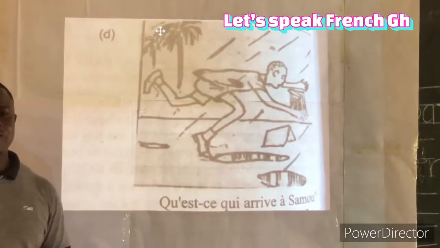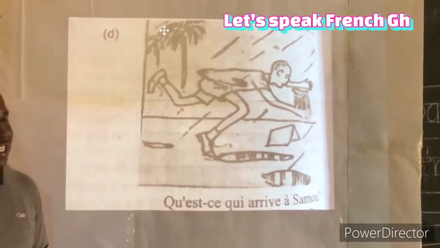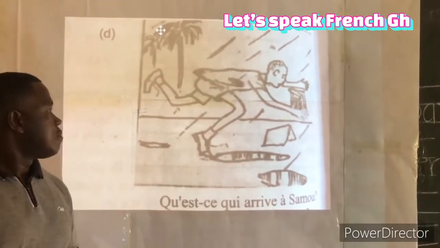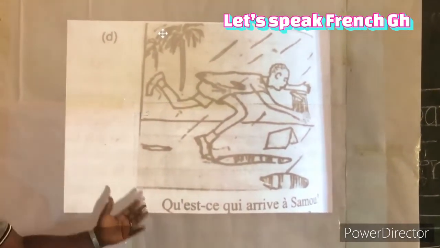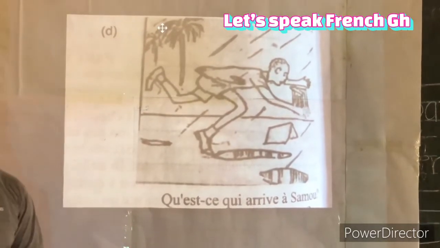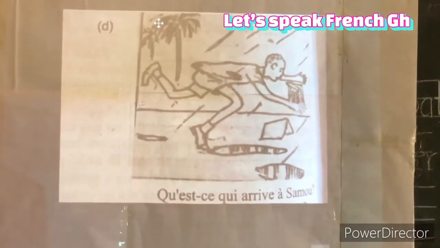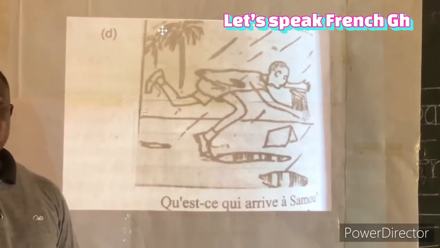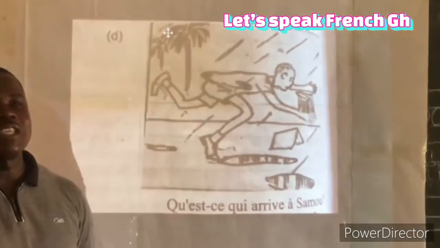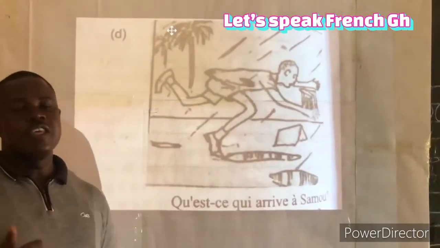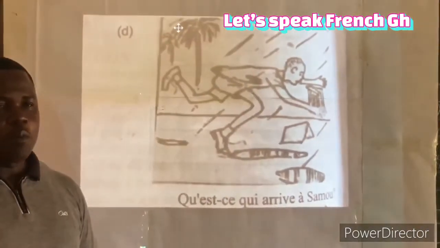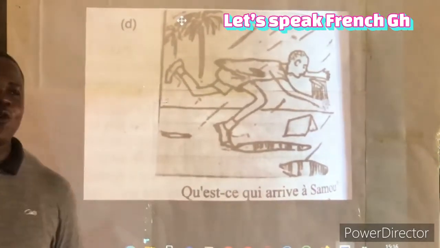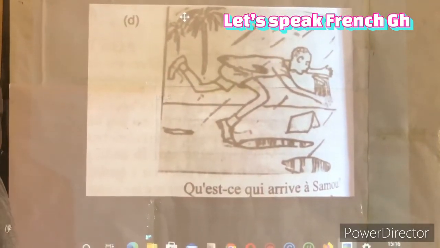What happens to him? In English, you say he slips and falls. He slips and falls because of the weather. It was raining, and I'm sure the place is muddy. So, qu'est-ce qui arrive à Samu? In French, you say il glisse et tombe. He slips and falls. So that is the answer, or that's the description for the action in the picture.